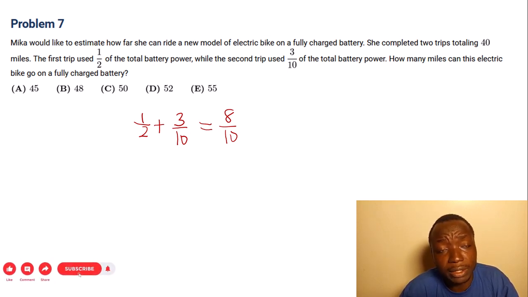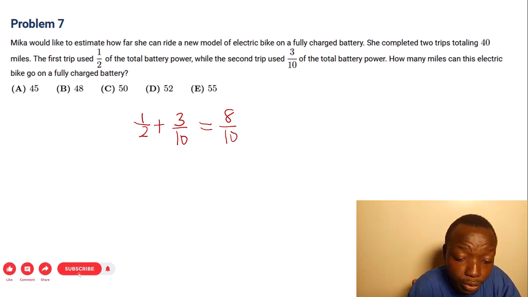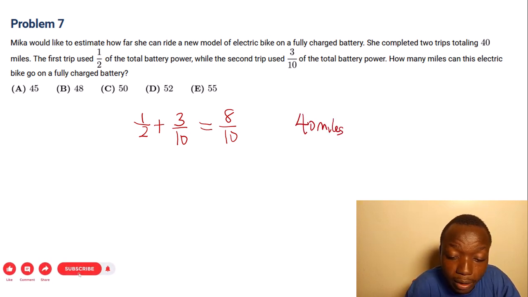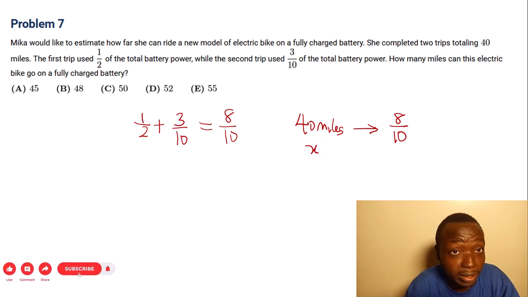So we want to find how many miles Mika will be able to cover with a fully charged battery. If 40 miles consumed 8 out of 10, that's basically 80% of the battery power. How many miles will it take to consume 10 out of 10, which is 1?